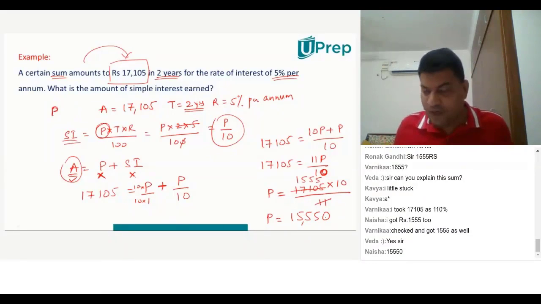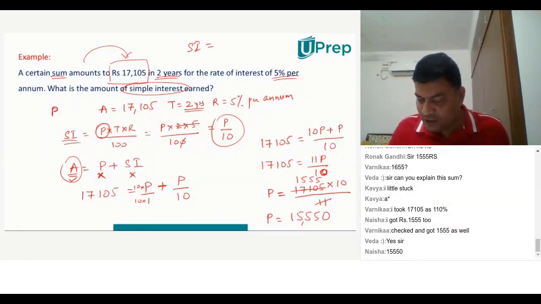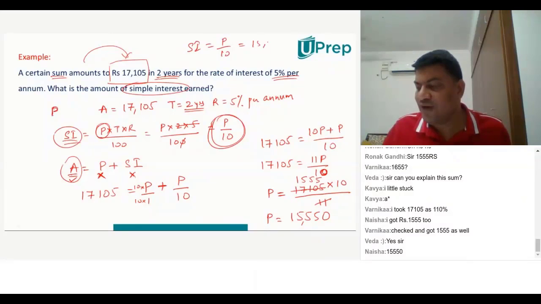But what is he asked? What did he ask you? He asked you simple interest. How much is your simple interest? You know it is P by 10. So your simple interest is nothing but, you already calculated, P by 10. So P divided by 10. So you got P as how much? You got 15,550 divided by 10, which is nothing but 1555.